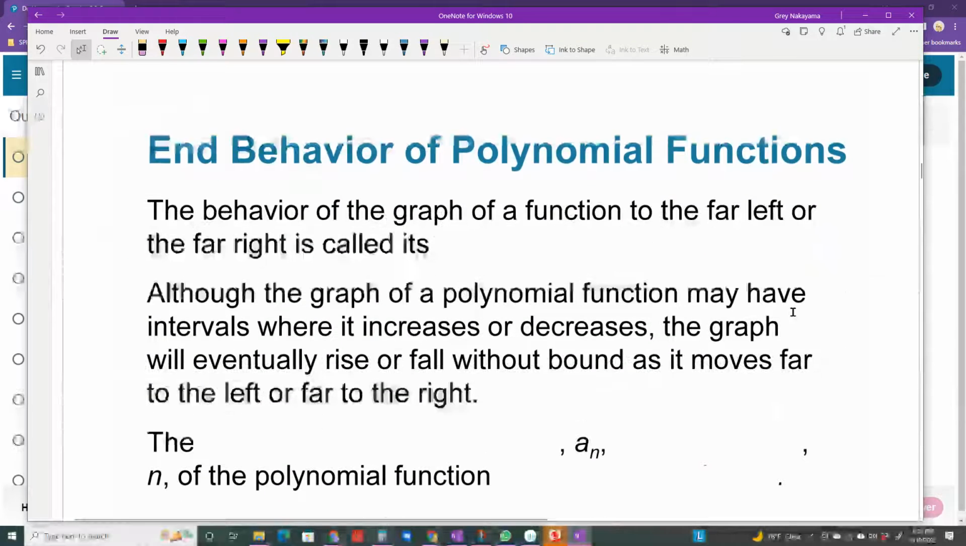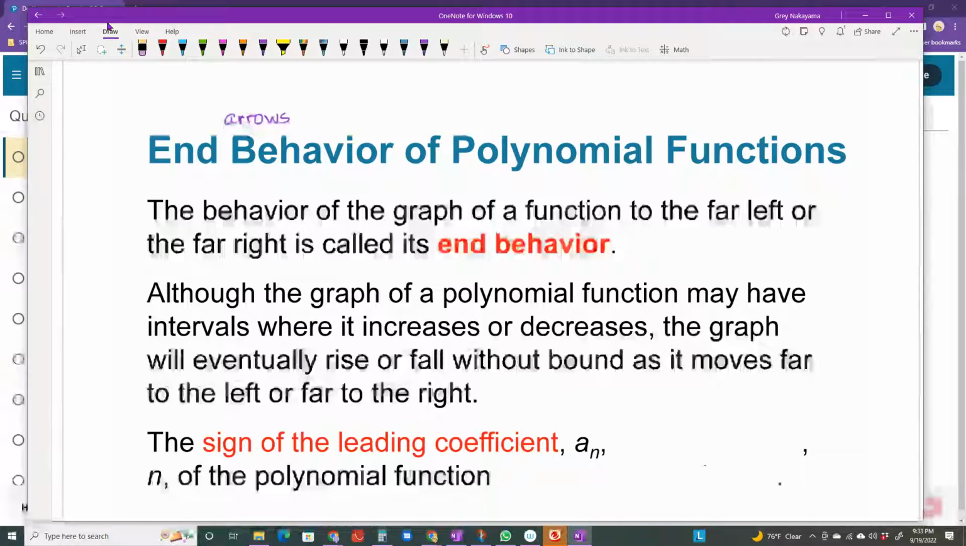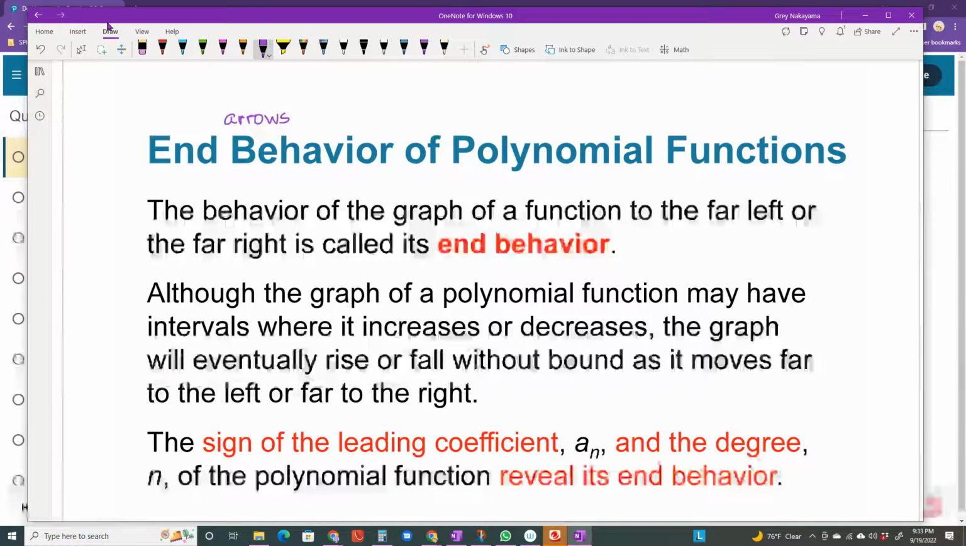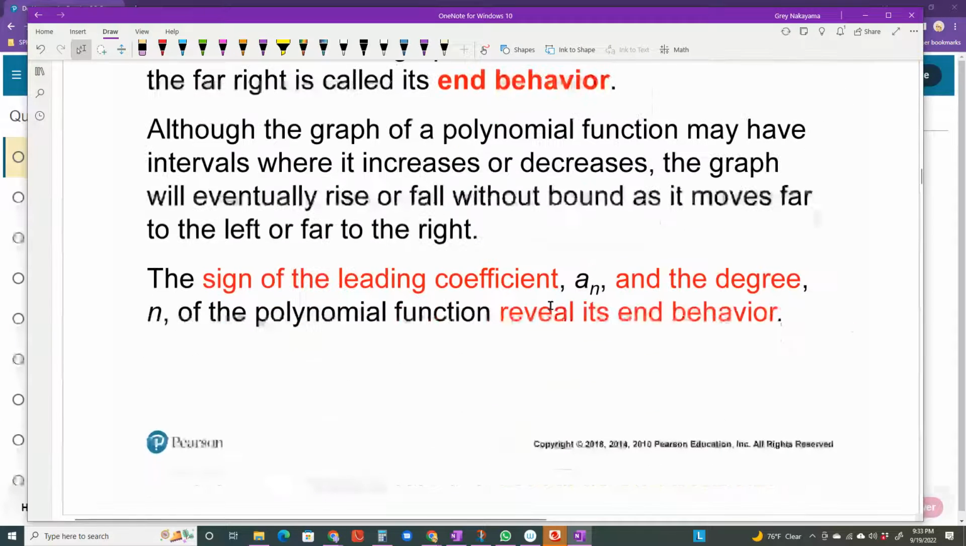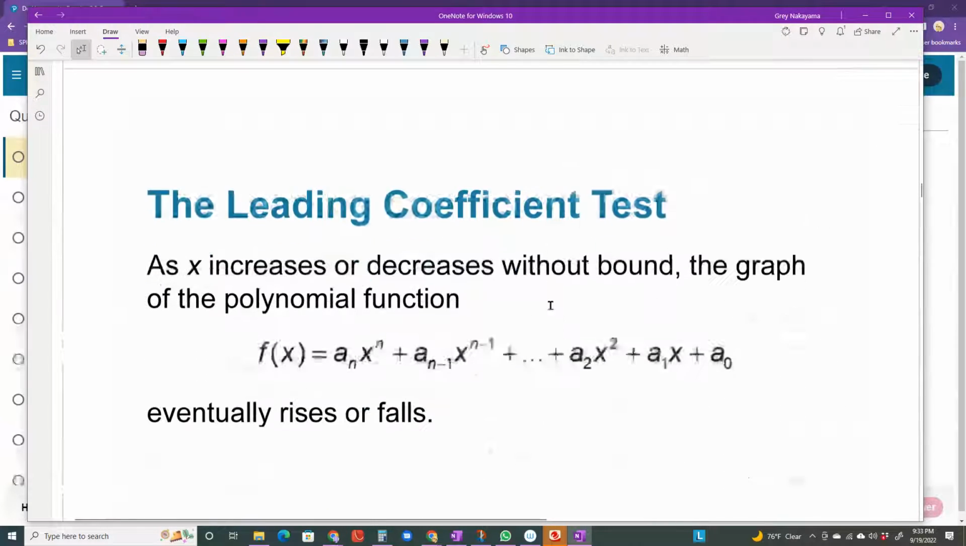Now, you talked about the end behavior of a polynomial. The end behavior, y'all, is referring to those arrows. What are those arrows doing? Okay? So that's the end behavior. And the sign of that leading coefficient that I just talked about and the degree together will tell you what the end behavior is. Okay? So the degree, as I said, is going to be the first one if you write them in order from highest to lowest. Otherwise you got to search out for the highest one.